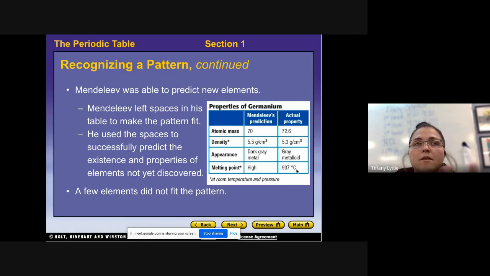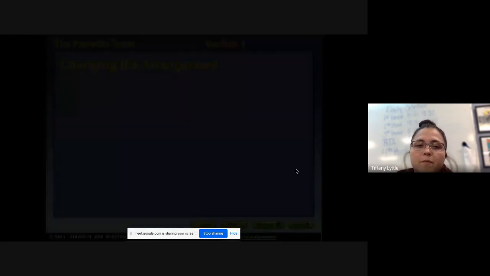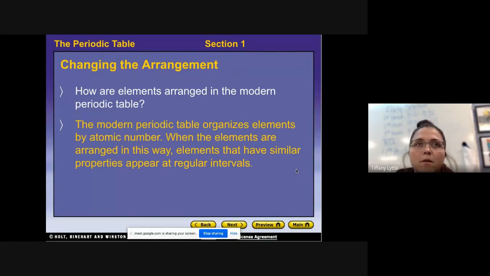Now, Mendeleev, using increasing atomic mass, there were a few elements that did not fit the pattern. So now we arrange the periodic table by increasing atomic number. And it doesn't change the order very much from what Mendeleev had, except for indium, I think, is pretty much the only one whose atomic mass is not in order. But arranging by atomic number, now we have a more close arrangement based on chemical properties.